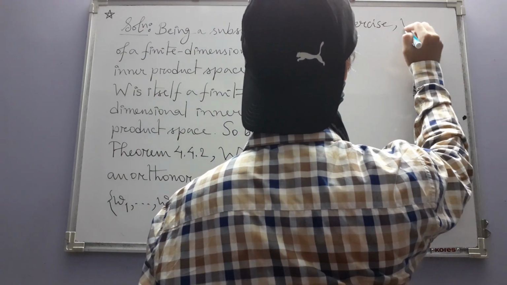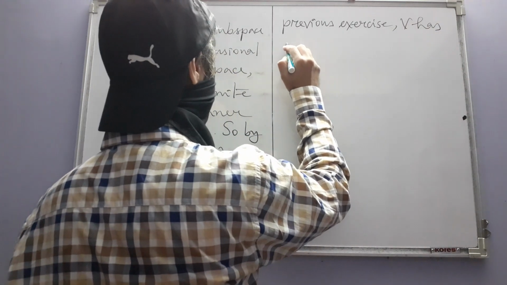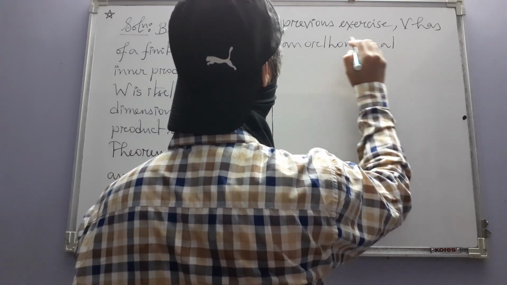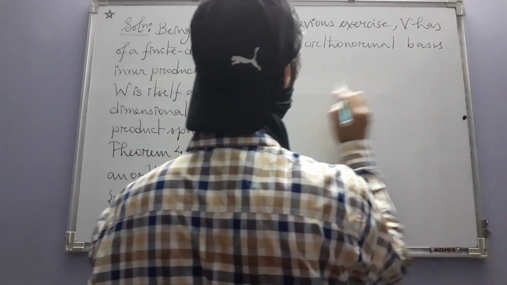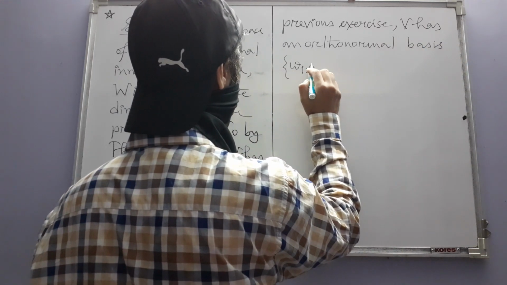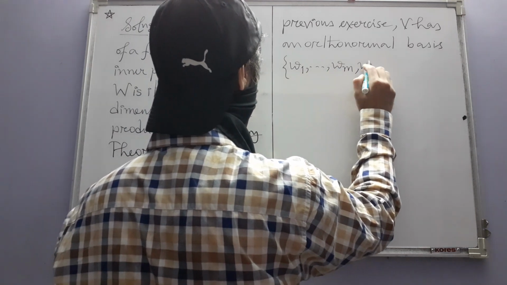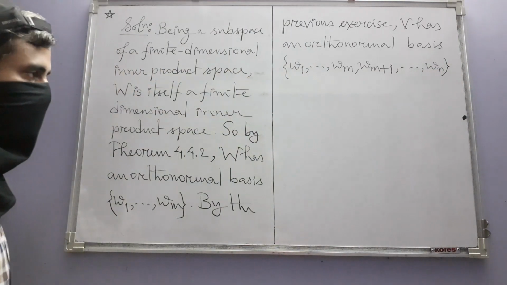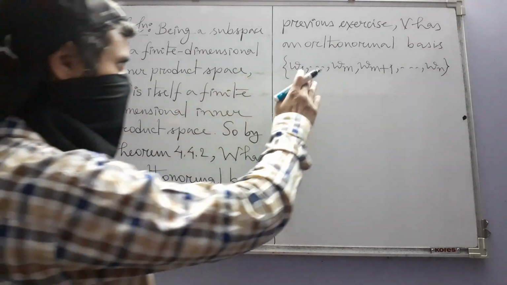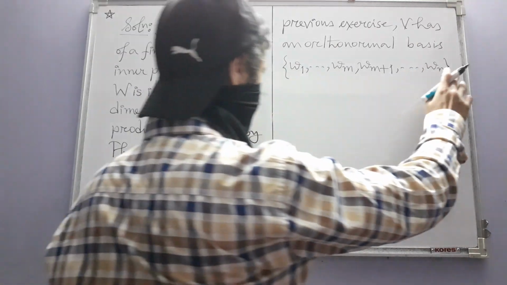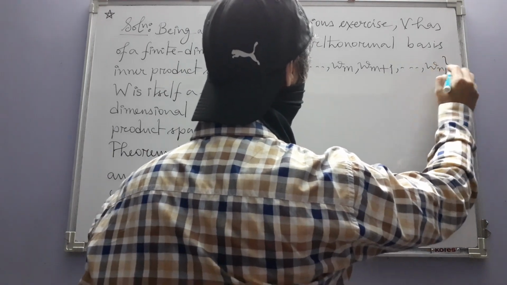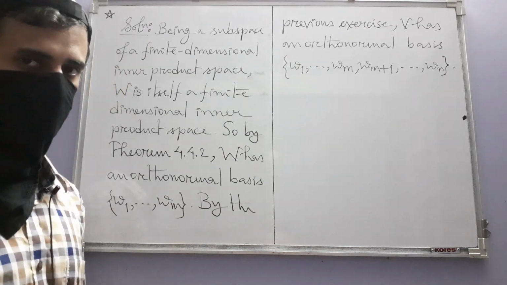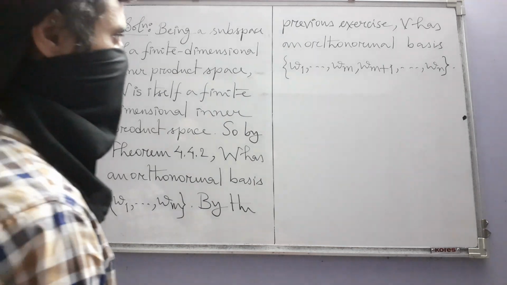By the previous exercise, V has an orthonormal basis, this, which is an extension of the orthonormal basis of W. So this fact also includes, it's a consequence of this fact that the dimension of V is n, small n, and the dimension of W is small m. Okay, there is no need to write those things separately.